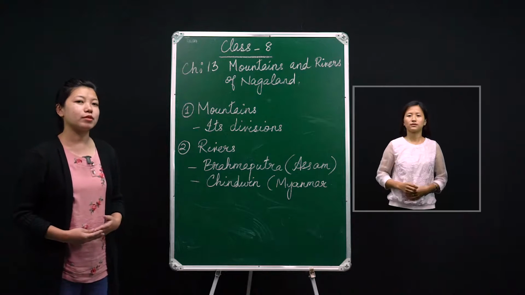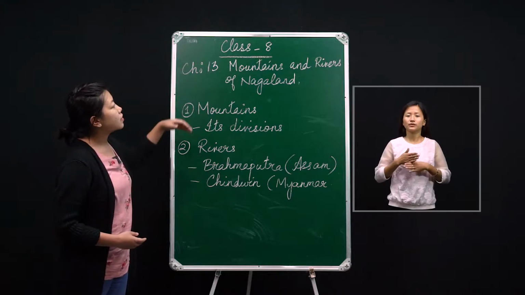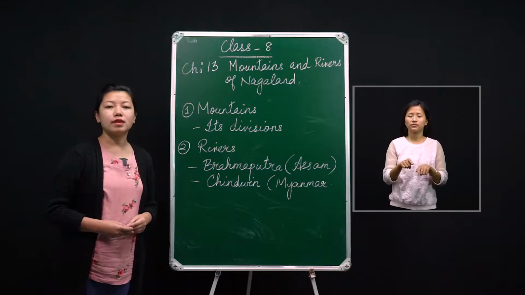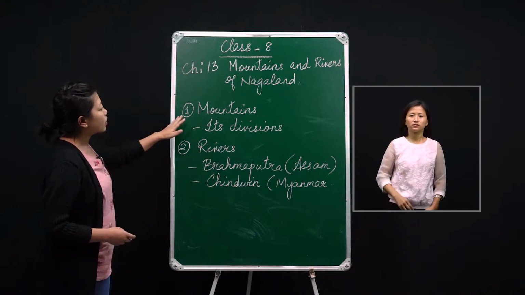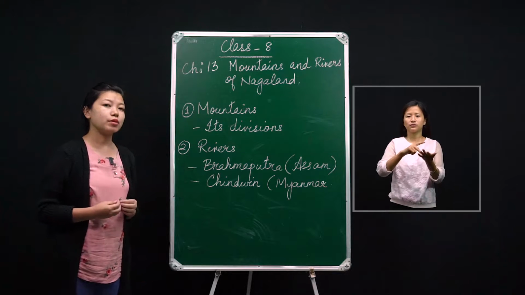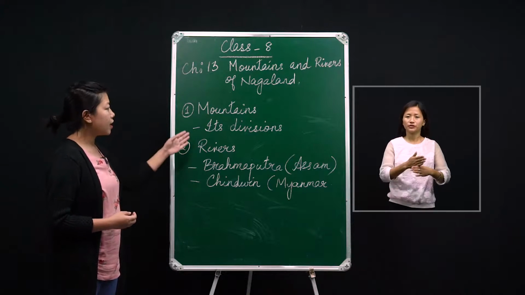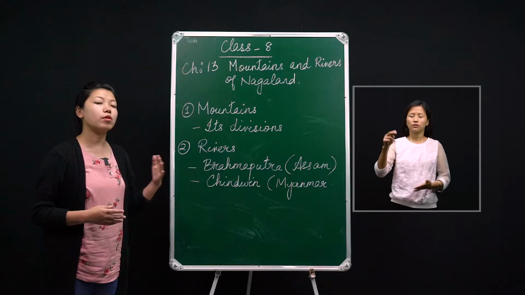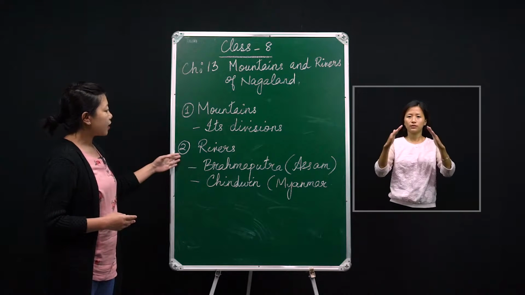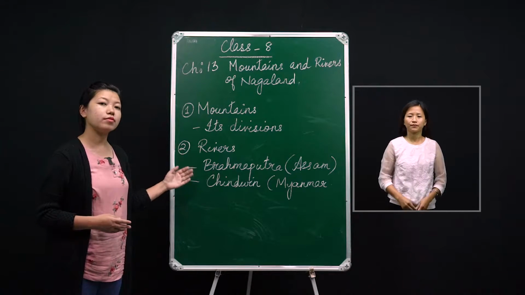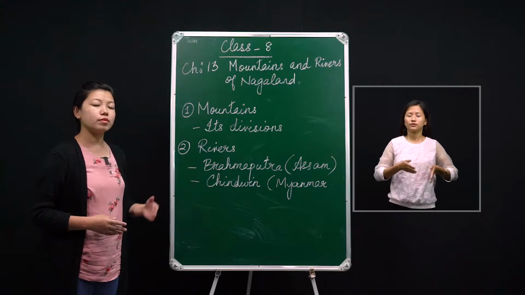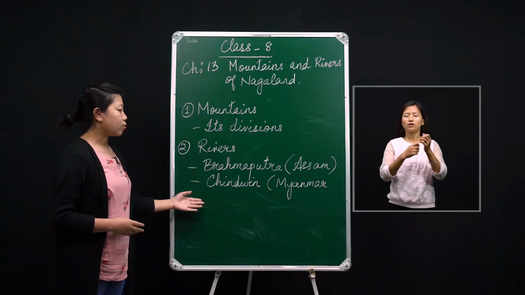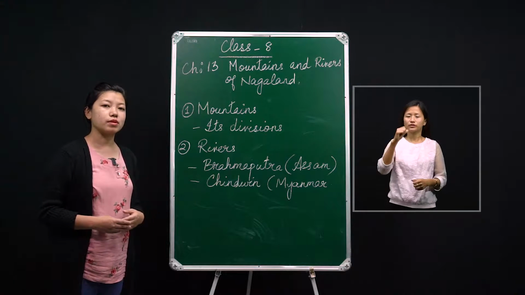Today the topic that I'm going to explain is chapter 13 from your geography section, mountains and rivers of Nagaland. In the first part I will explain the mountains. These mountains are divided into four mountain ranges. And under the rivers we have two different rivers: one is the Brahmaputra river of Assam and one is the Chindwin river towards Myanmar.